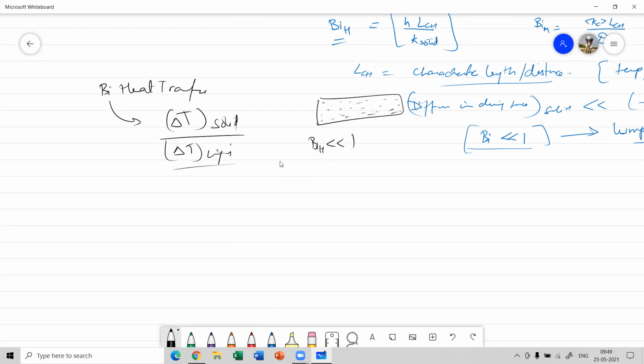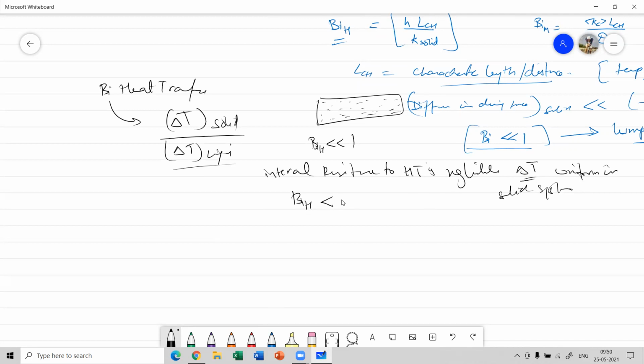But according to literature, it's generally assumed that the internal resistance to heat transfer is negligible in the solids. I again repeat, normally it's assumed that the internal resistance to heat transfer is negligible, and delta T is assumed to be uniform in the solid system. So that's why the Biot number in such cases is less than 0.1. It's assumed to be this value.